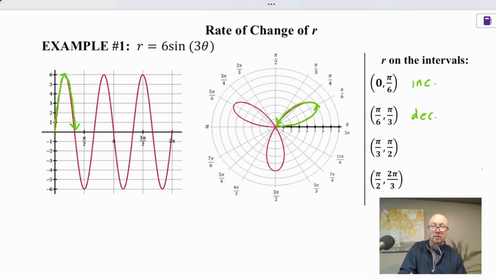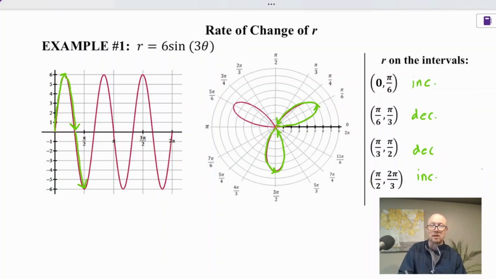And then from pi over 3 to pi over 2, we are now negative. And if we look, we can see that the graph on the xy graph is decreasing, and the same thing's happening here. The r value is decreasing. We're actually going down this way here. Okay, so this is decreasing. And then from pi over 2 to 2 pi over 3, we're going back up. So the values are getting bigger, and we are increasing.